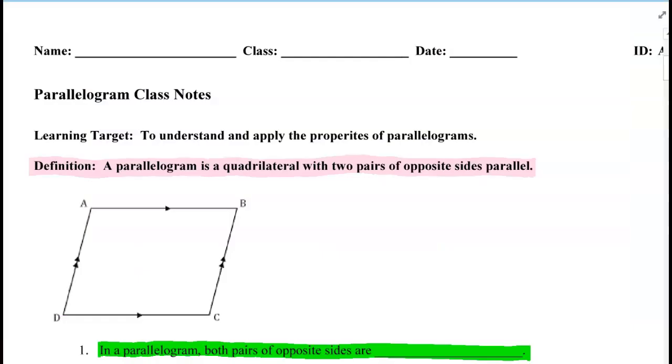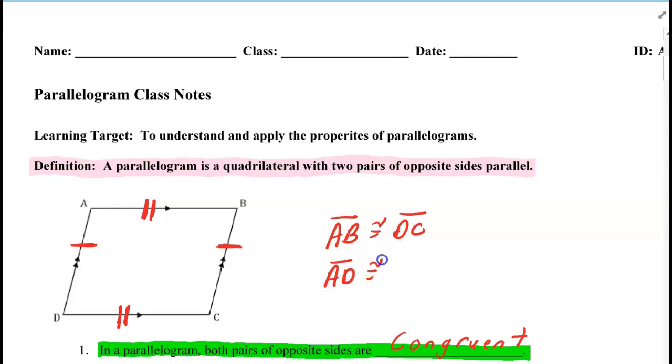So going back to our notes, both pairs of opposite sides are congruent. And in the diagram, I'm going to put one tick mark on the left and right side and two tick marks on the top and bottom. So what I mean by that is AB is congruent to DC. Also, AD is congruent to BC.